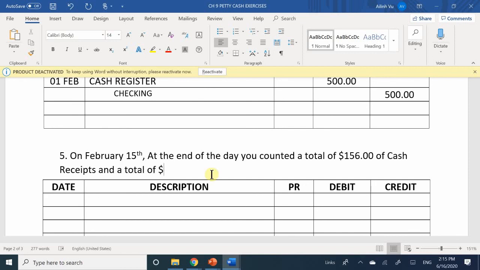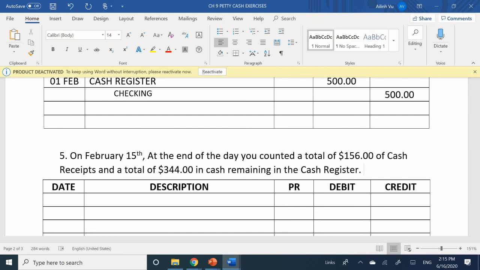Let me see. What is 156? 344. $344 in cash remaining in the cash register. Okay? Now, this is what I want you to understand.